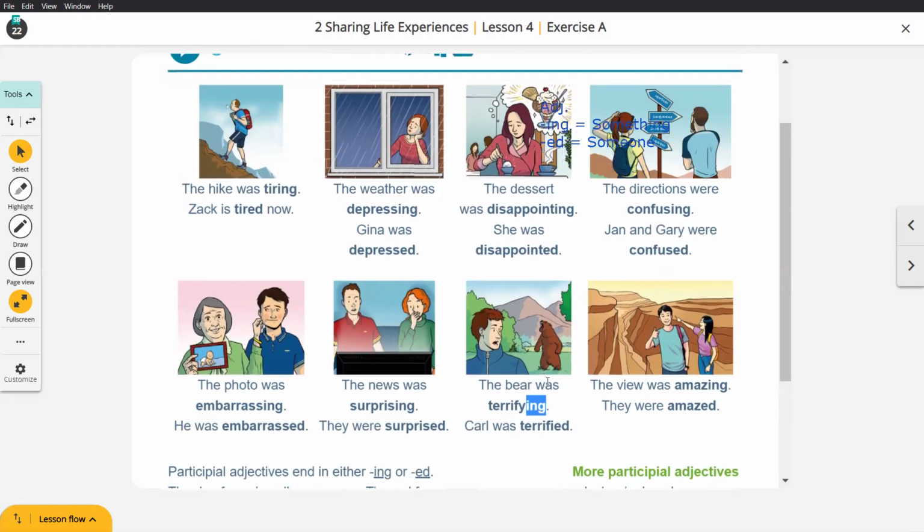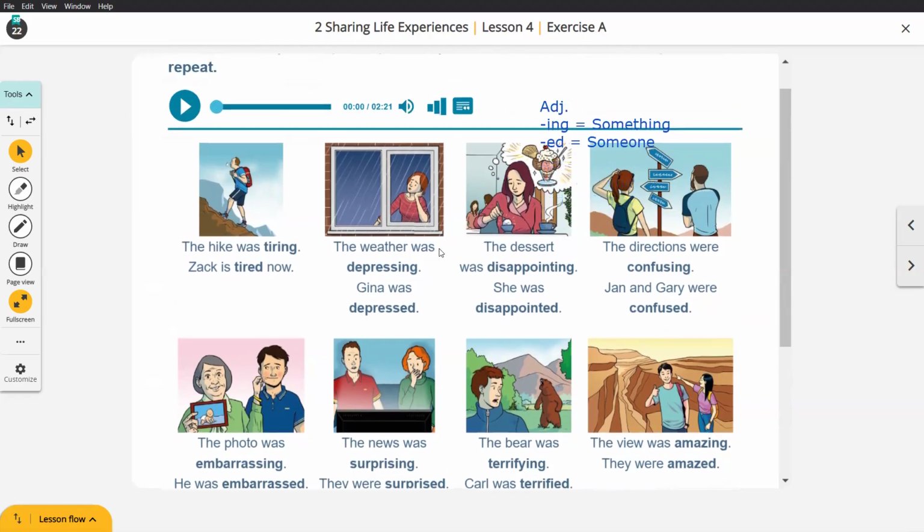And when we refer to people like Zach, Gina, she, Jan, Gary, etc. All names we can have, we use the adjective with ed. Okay? So, Cecilia, please, the next one. The desert was disappointing. She was disappointed. Excellent. Alejandro, please, the next one. The directions were confusing. Jan and Gary were confused.